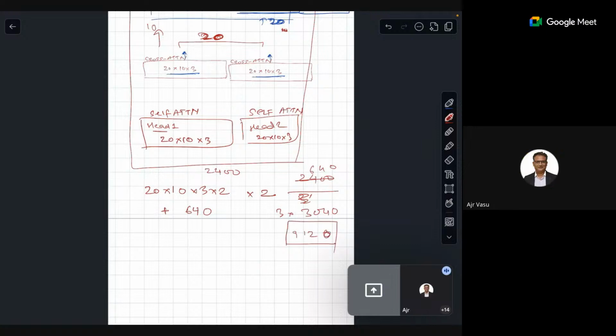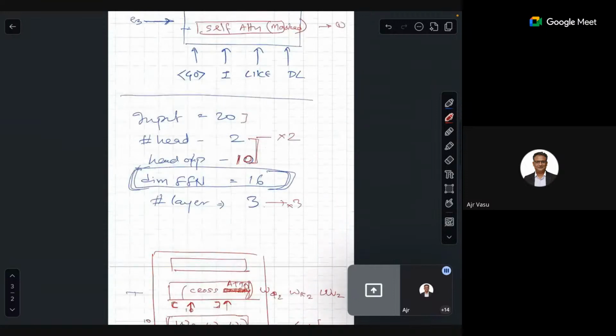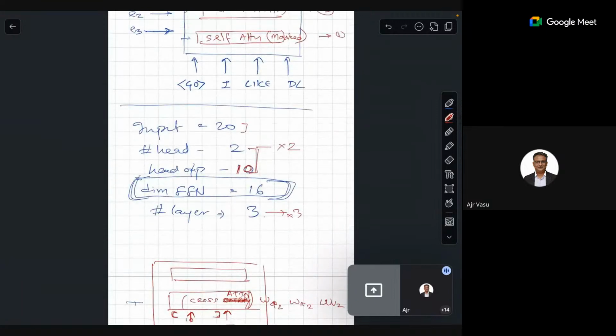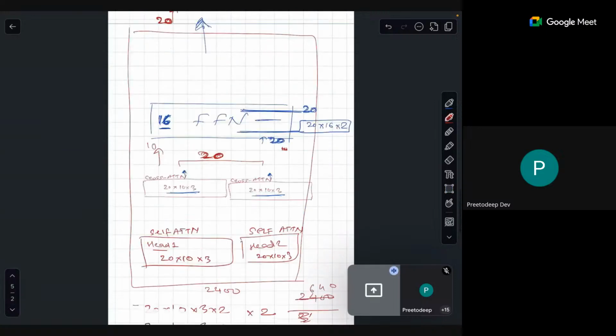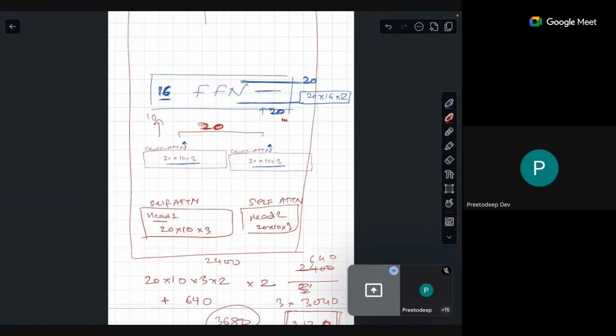The answer given is 3680, roughly 2.5 times less than our number. But we're not able to arrive at that number any which way. Any combination and permutation doesn't take us there. I think this 9120 Pritam also put out on the chat box long ago when we started working on this. I see. Okay. So any suggestions on what can change here?